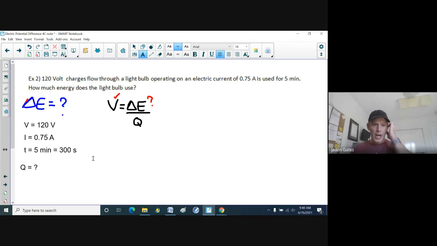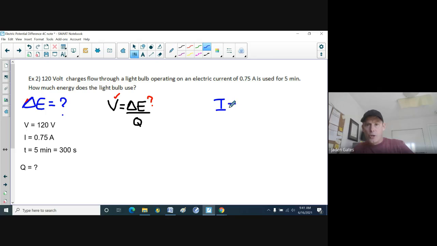So here's what I'm going to do about that, is I have this other information. I do have the current. I do have the time. Now, the formula from earlier today, I have I is equal to Q divided by T. All right, so I do have the I, and I do have the T. So I can find the Q. And then once I find the Q, I can plug it into the formula. So we're going to have to do 2 steps here.